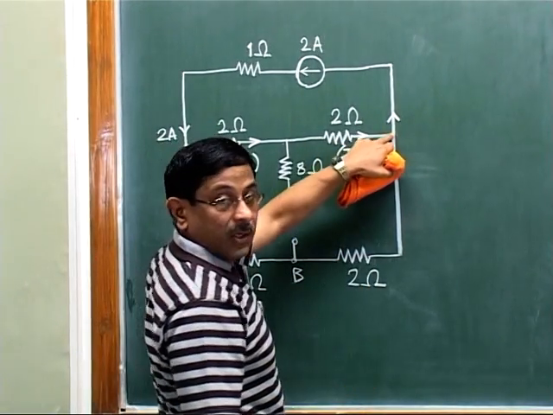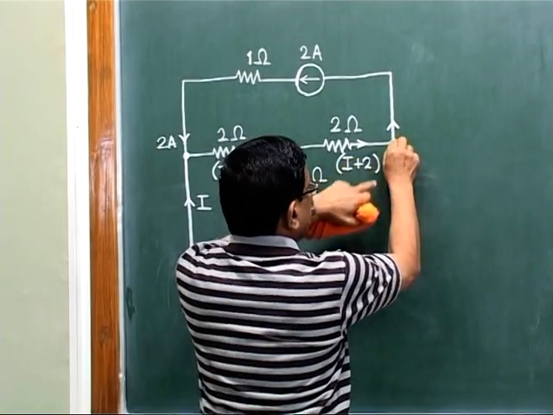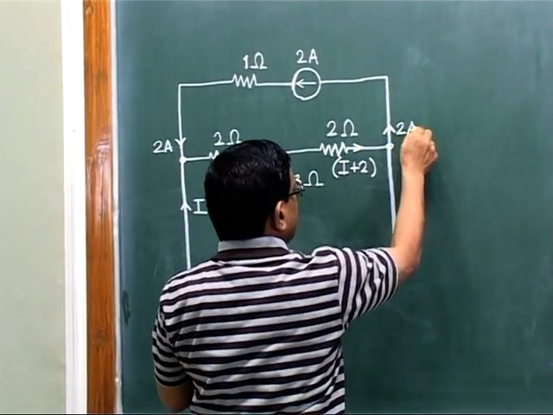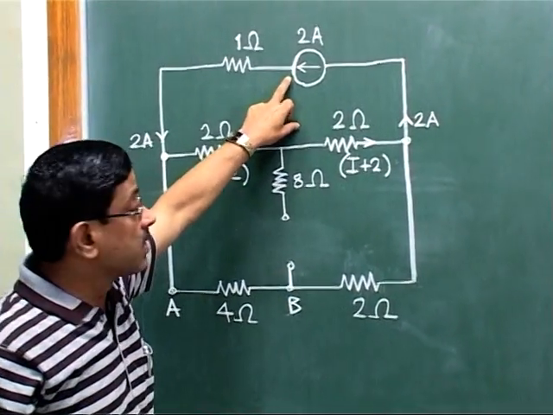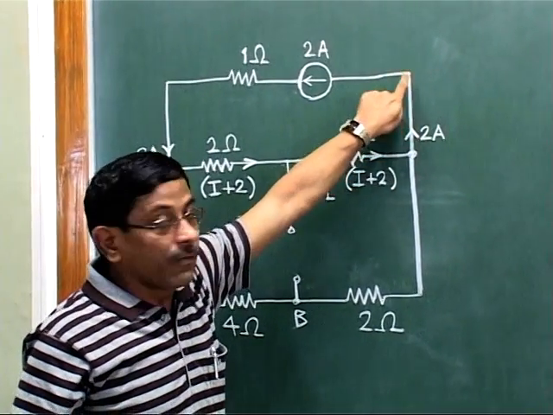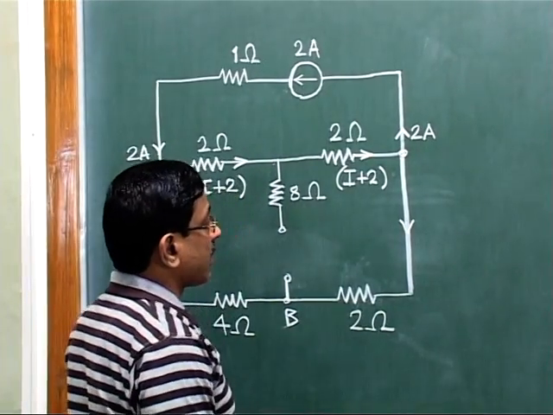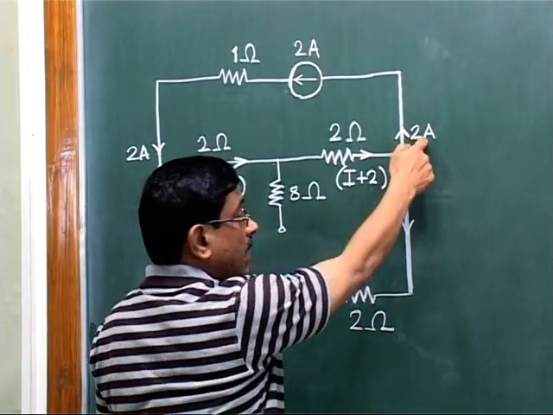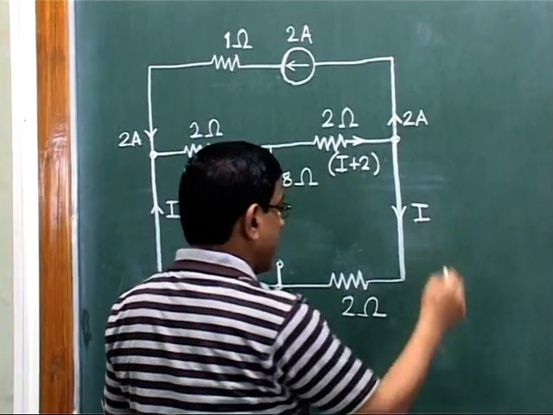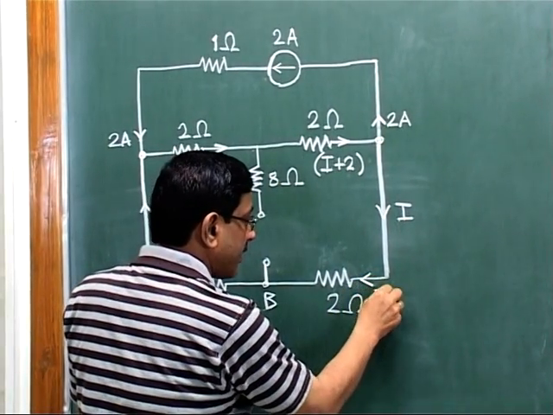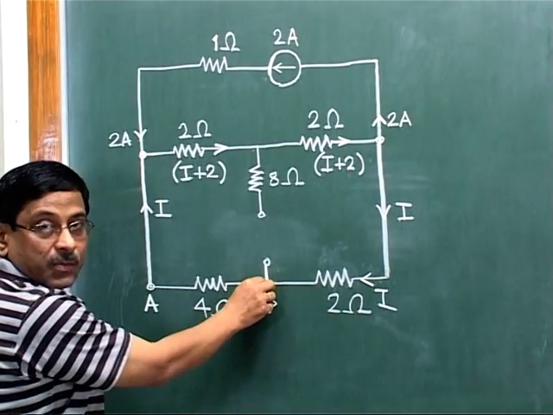Now this I plus 2 reaches here. Out of that, this 2 ampere current is flowing like this, because this is a 2 ampere current source, so the current taken from this node will be 2 ampere. So what current will go down here? The current in this particular branch will be I plus 2 minus 2. That means the current will be just I. And the same current I will flow ahead here. This will reach this point B.